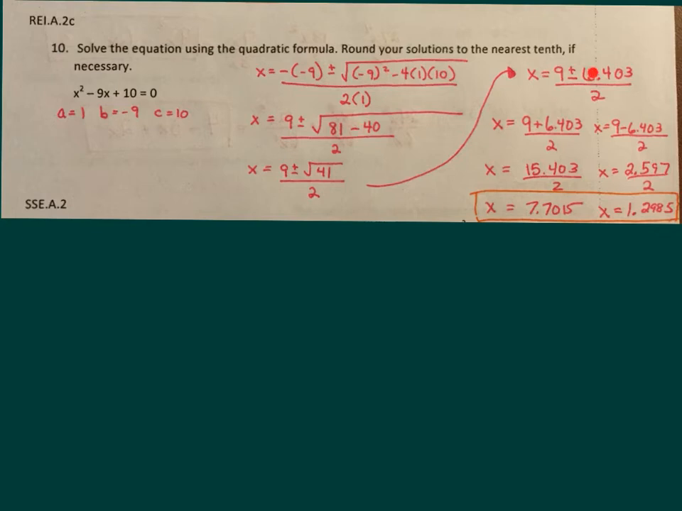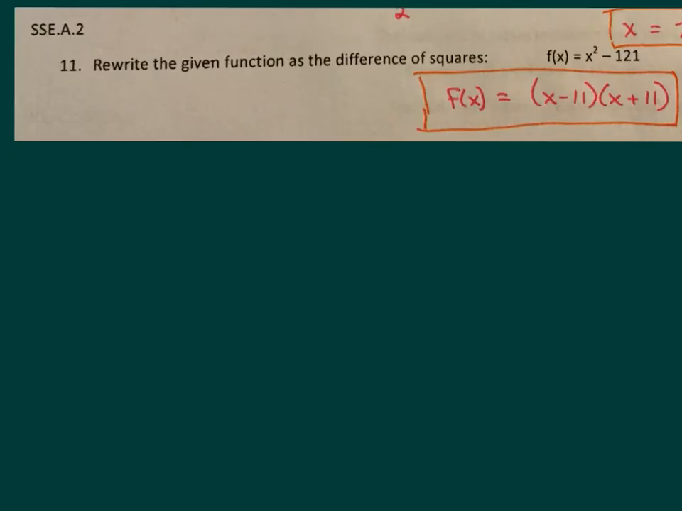And as you can see, I showed all my steps in that, showing where I got the 81, making sure that negative 9 became a positive 9. Identifying the square root of 41, which I put as 6.403, separating it into the two problems, even doing that one step more, simplifying it, and getting a final answer, if I'm rounding to the nearest tenth, of 7.7 and 1.3.